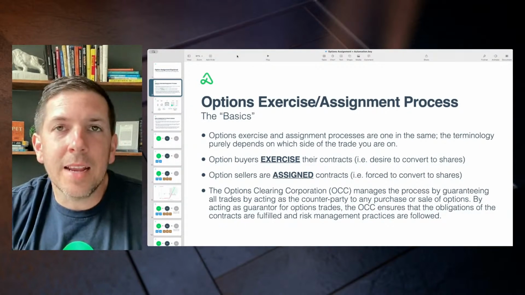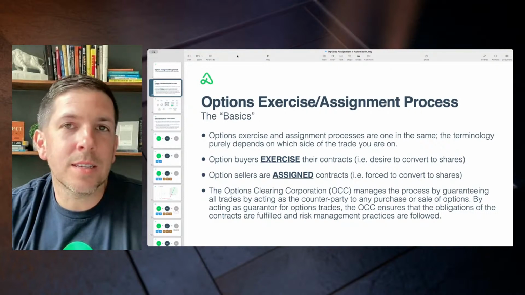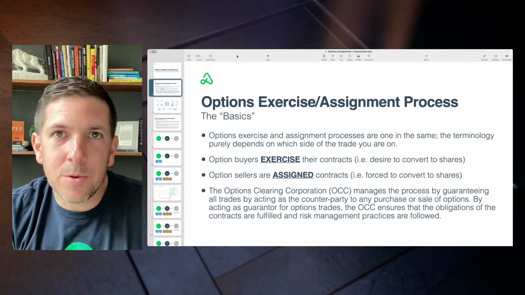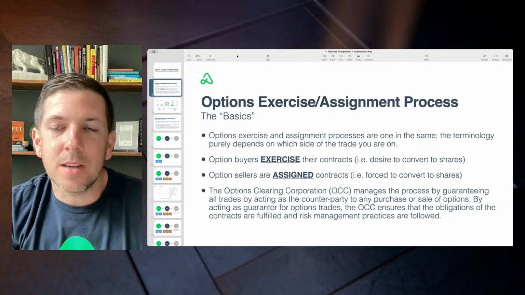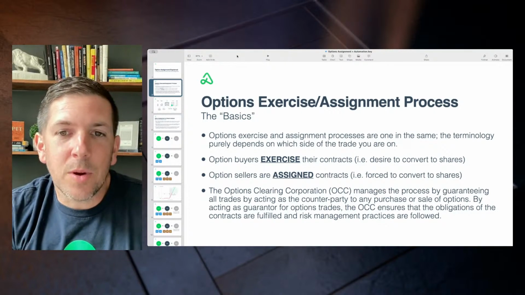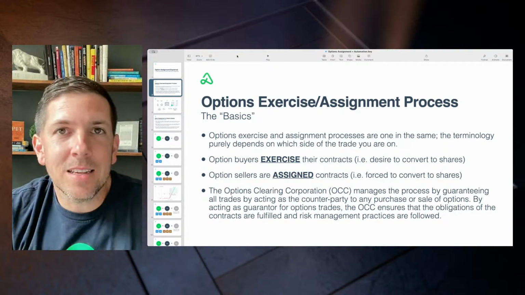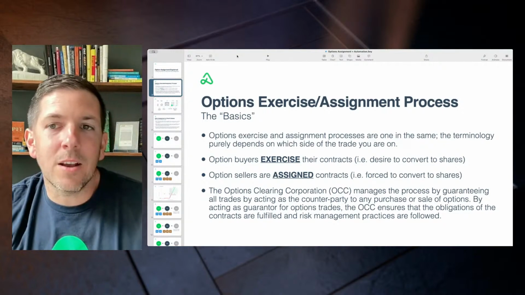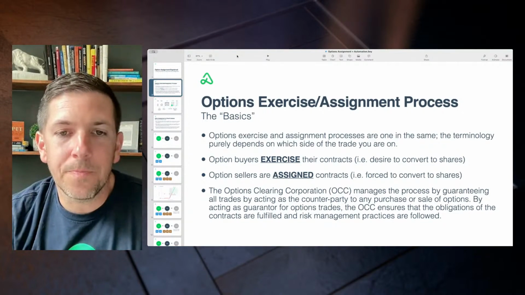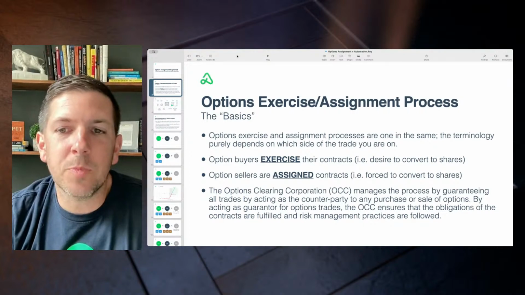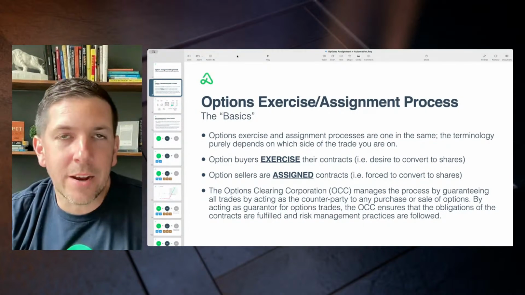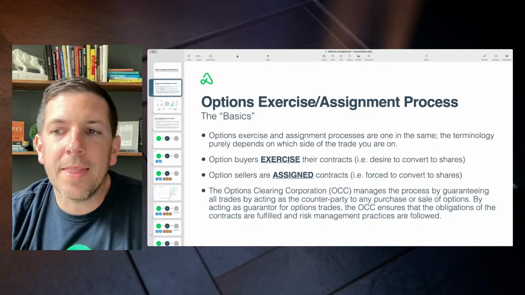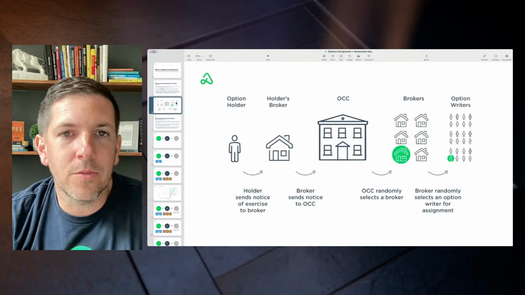When they get assigned, it randomly happens. This is what causes 99.9% of people to freak out about options assignment: they randomly get assigned and now they're dealt the underlying shares. Their contract is now converted to underlying shares. Again, this whole process is managed by the OCC, which basically guarantees all the trades back and forth and then ensures the obligations are fulfilled for everybody.